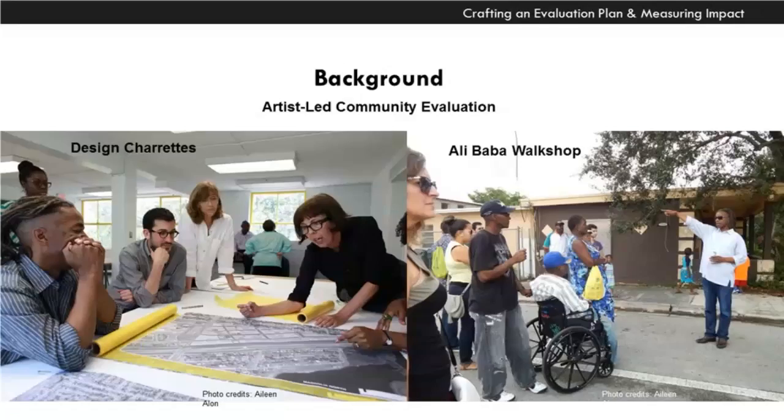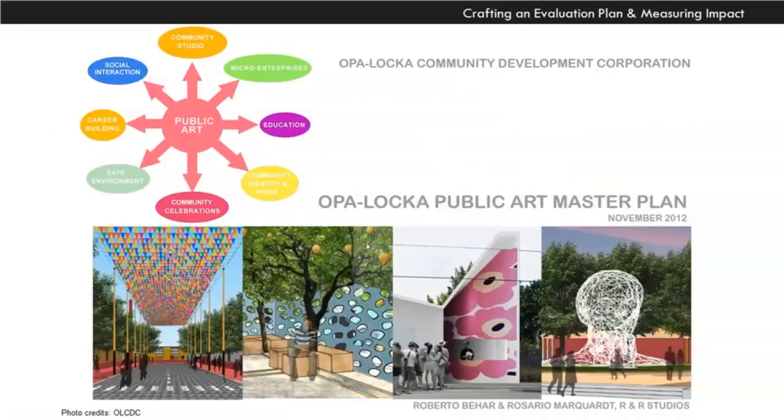These were comments that we heard from the residents going through the workshop, and all of these ideas got translated into the Opa-locka Public Art Master Plan, which we published in 2012, taking the ideas from the artists and the community into how different ways the arts could be implemented into community development.